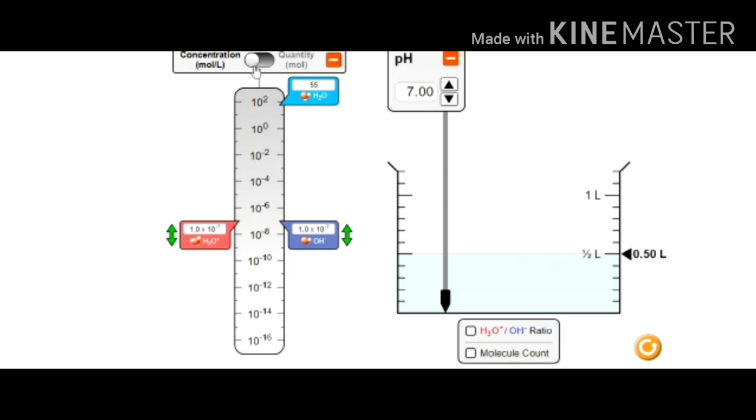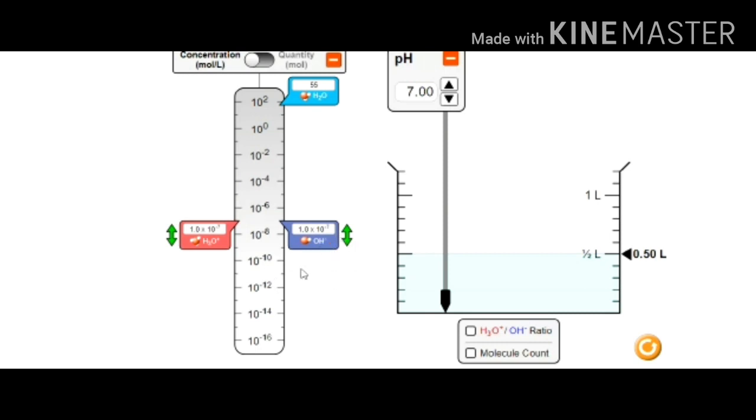On the right hand side there is a scale which shows the hydronium ion concentration and the hydroxide ion concentration. We know that the pH of a solution depends on the concentration of the ions. If the hydroxide ion concentration increases, the pH value increases and the solution becomes basic. In contrast to this, if the hydronium ion concentration increases, the pH value decreases and the solution tends to be acidic. Let us see here now whether it is true or not.